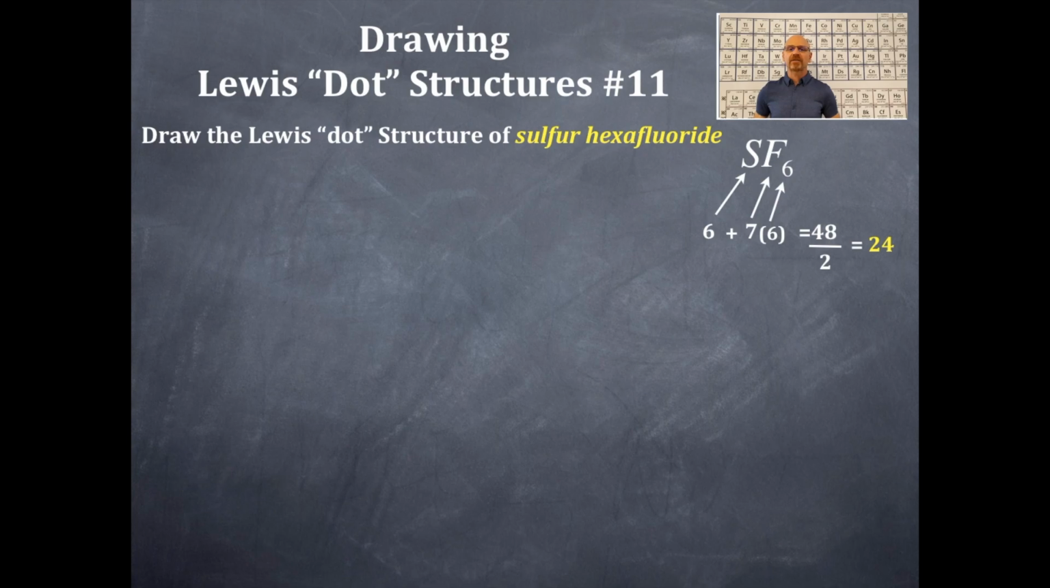The least electronegative element, that goes right in the center, and it's the furthest from fluorine. So it's not the fluorine, it's the sulfur. Bam, there we go on that one. Then the fluorines go around it.